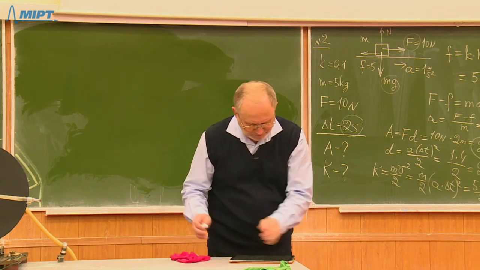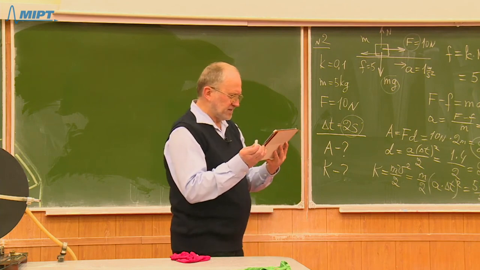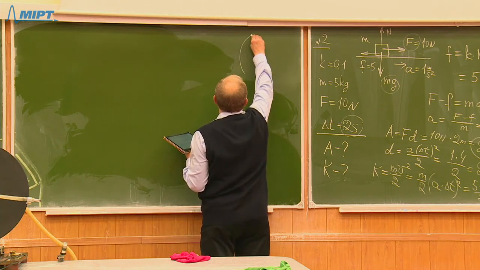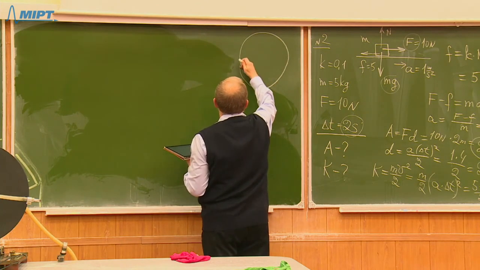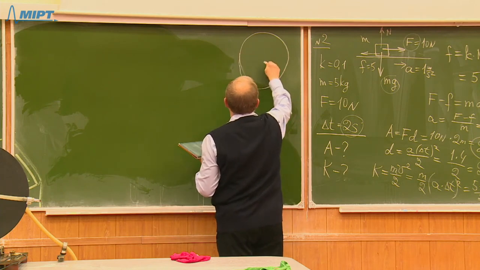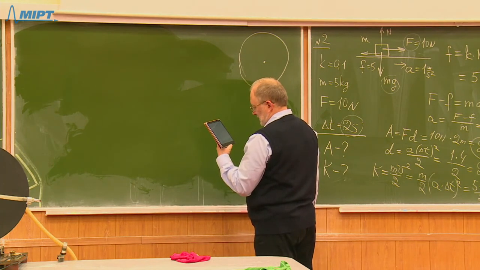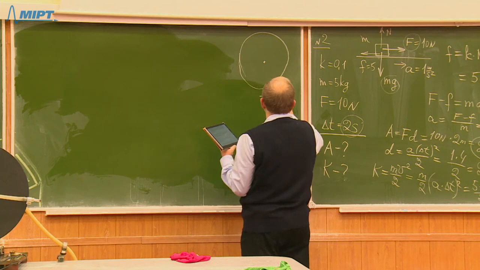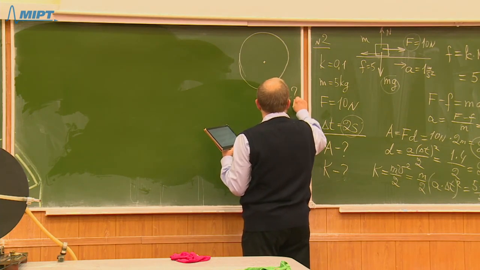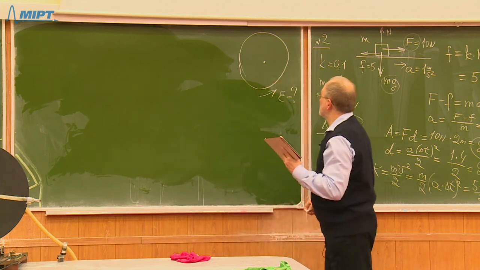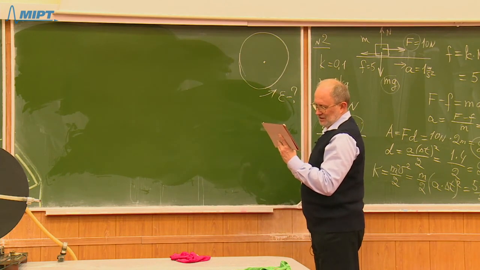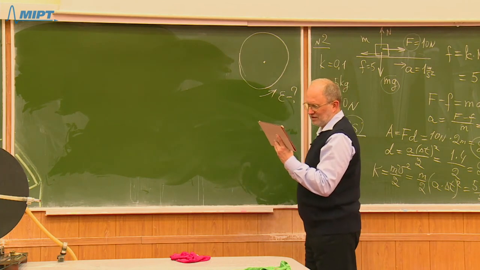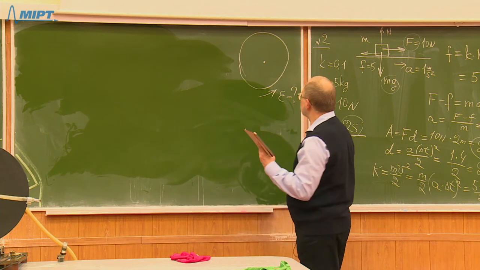Now, problem number three. Find the angular acceleration of a wheel, okay? Let's draw a wheel. Find the angular acceleration. According to the statement, the wheel is accelerated with some angular acceleration, which we have to find. I immediately put everything on the sketch. The correct sketch is very important. The correct drawing is very important to understand the problem and to solve it.